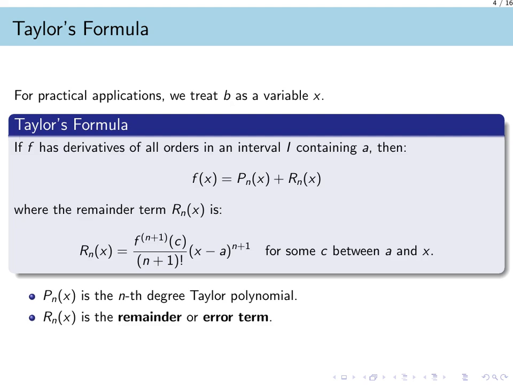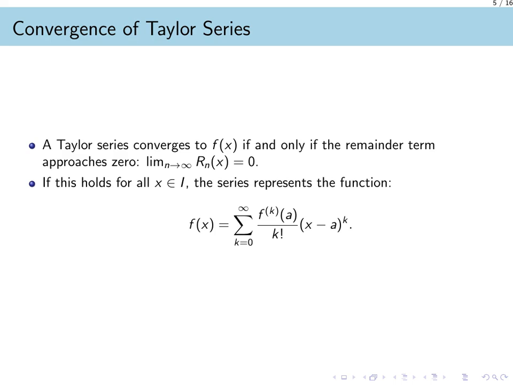This slide presents the crucial link between a finite Taylor polynomial, which is an approximation, and an infinite Taylor series, which can be an exact representation. Recall that Taylor's formula expresses a function, f of x, as the sum of its nth degree polynomial and a remainder term, r sub n of x. The Taylor series is what we get when we let n go to infinity, including all possible terms.